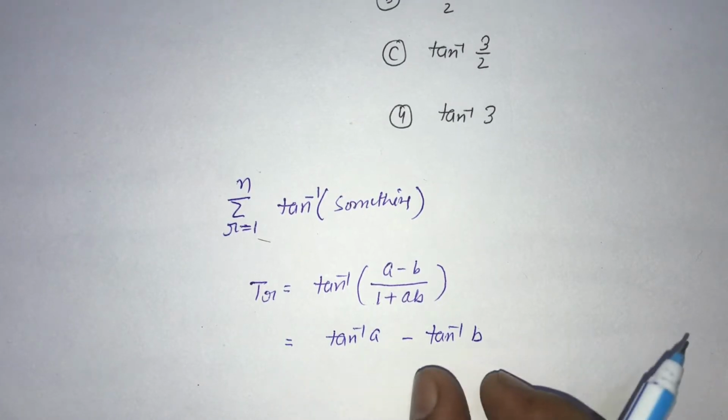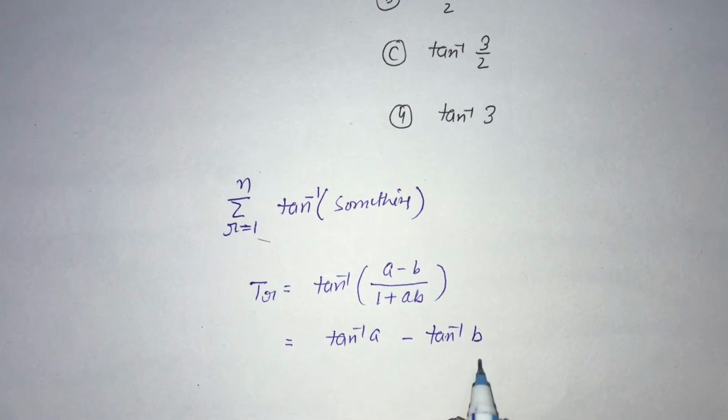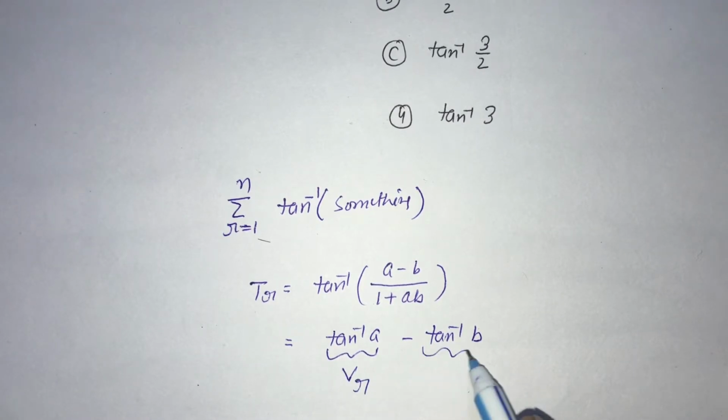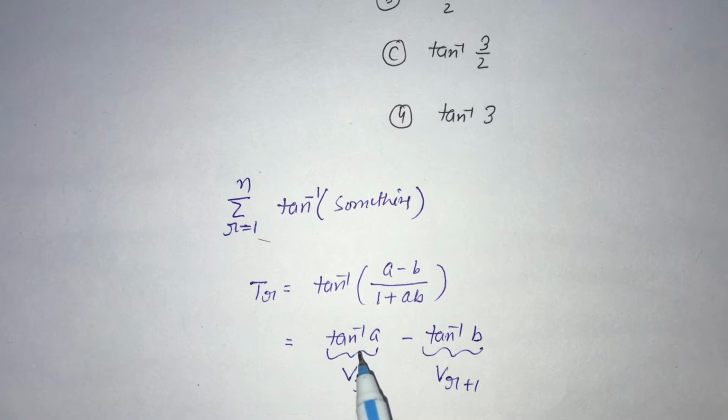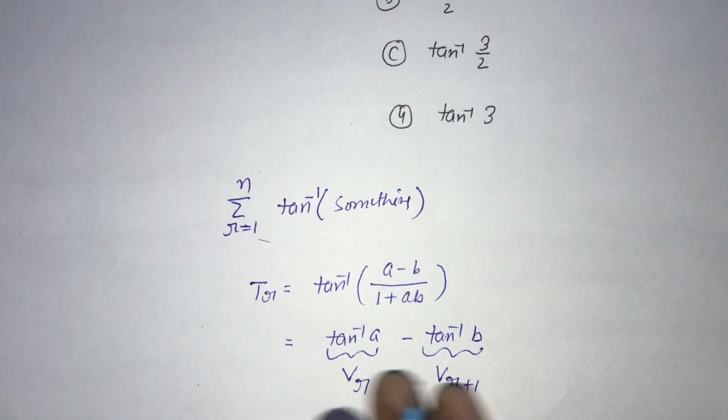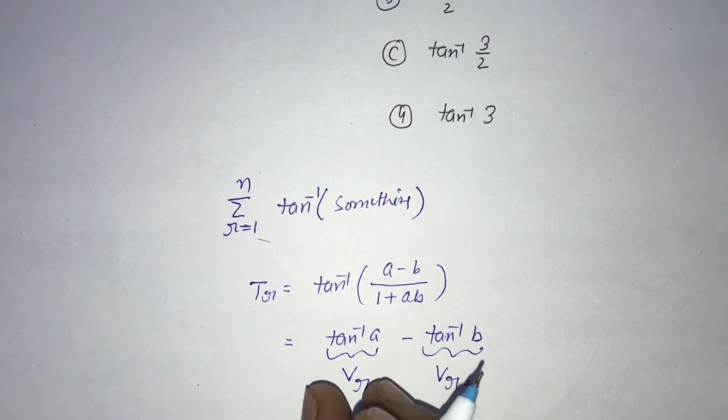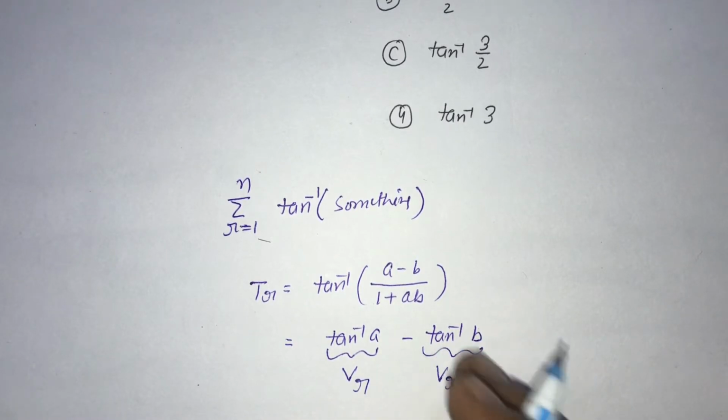Now if you choose t1, that means putting r equal to 1, you will get something like tan inverse of one expression minus tan inverse of some other expression. For r equals 2 you will get something else. It would be some expression of r, let's say vr, and the other would be vr plus 1, meaning these two terms will be symmetric. By just replacing r here by r plus 1, you will get the other term. It can also be r minus 1 or r plus 2, but these two terms will be symmetric.